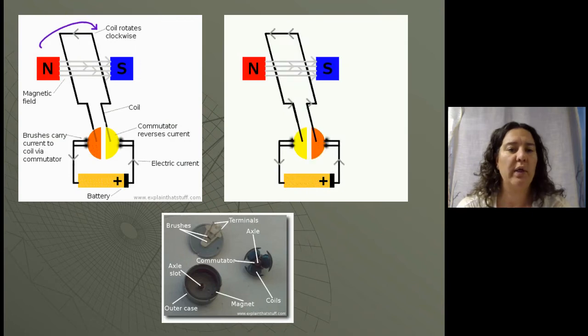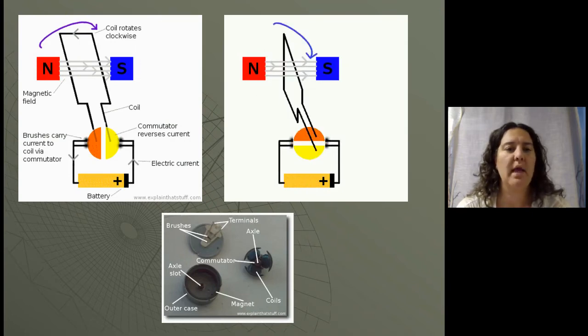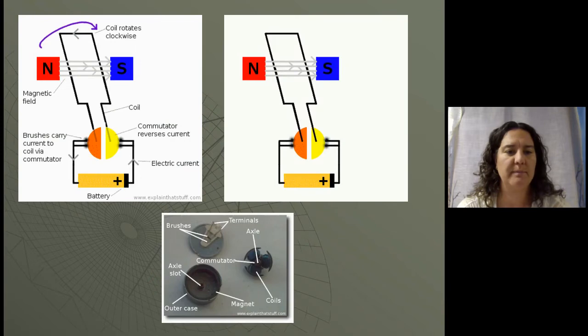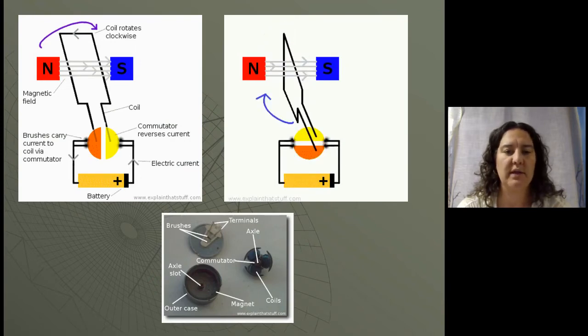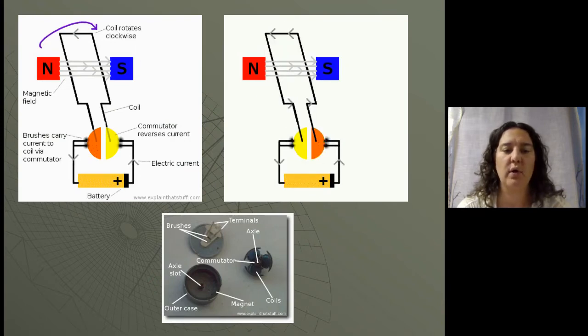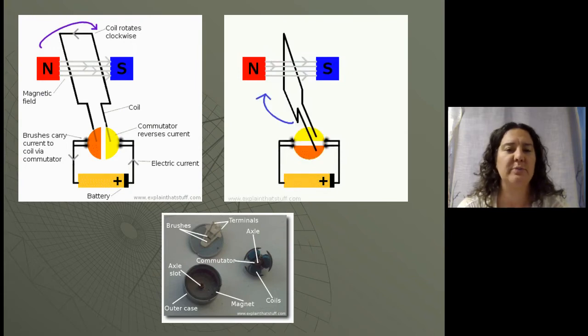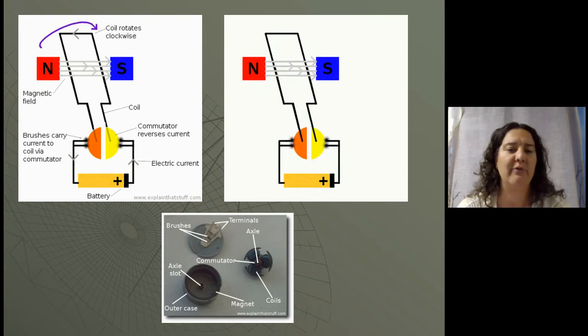So here the coil will rotate clockwise as the magnetic field is north to south. Those brushes on the side carry a current to the coil via the commutator, and the commutator reverses the current. This will help change the polarity so it keeps the coil rotating in the same direction, or else it would just rotate halfway around and then stop because it would be attracted to that side of the magnet. So we have to change the flow of the current to change the polarity of our coil.